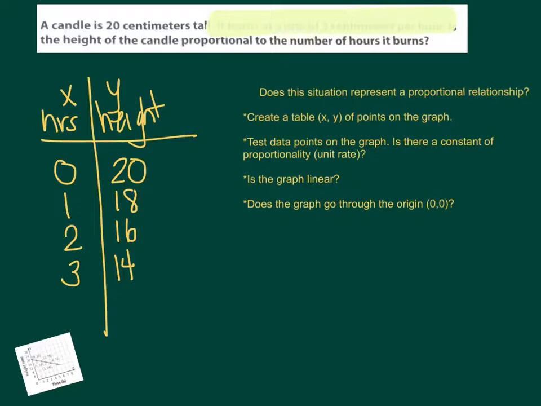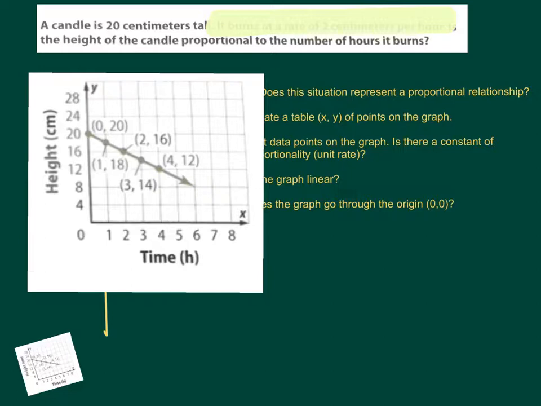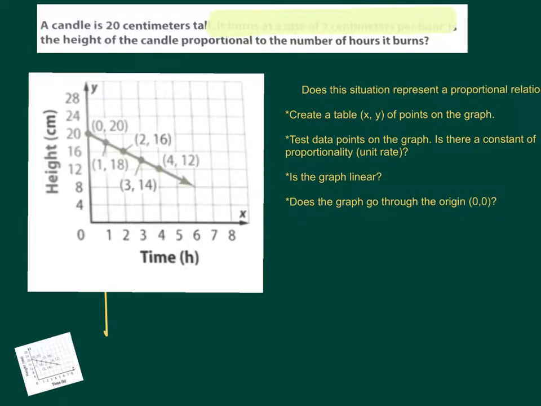So I can test these data points. I can also move right on over to graphing the data points if you don't have a graph to look at. When we do that, the graph is going to look something like this. Our graph shows after 0 hours, my candle is 20 centimeters tall. And just like I suggested here with the 3 hours, it was 14, and it would continue to go on.